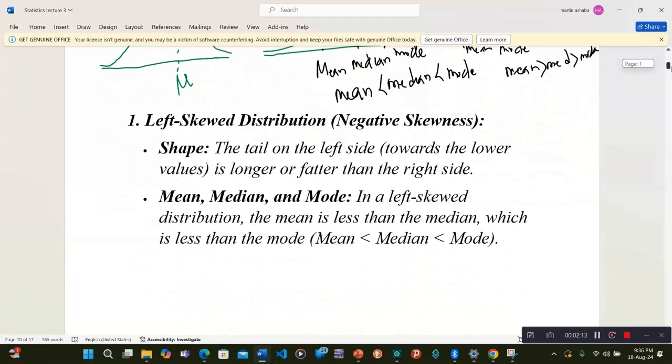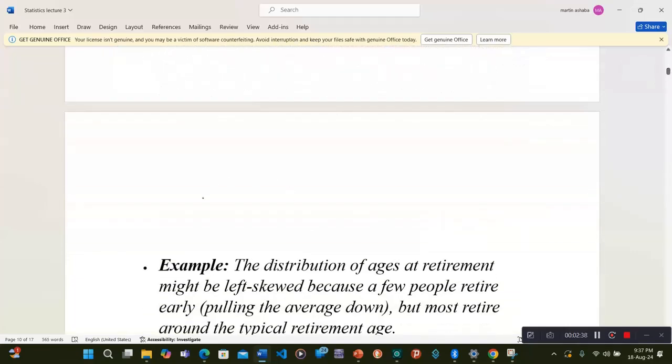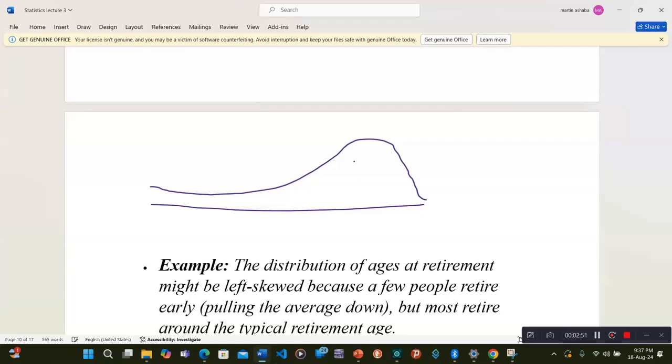Now, in the details, a left skewed distribution has a negative skewness. We have already said that the tail on the left is longer or fatter than the one on the right side. For left skewed, the tail is towards the left. So our mean is around here, and the mode is the highest. The median is in the middle. So mean is less than median, which is less than mode.